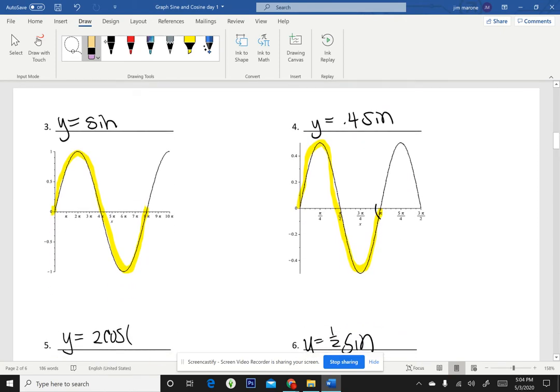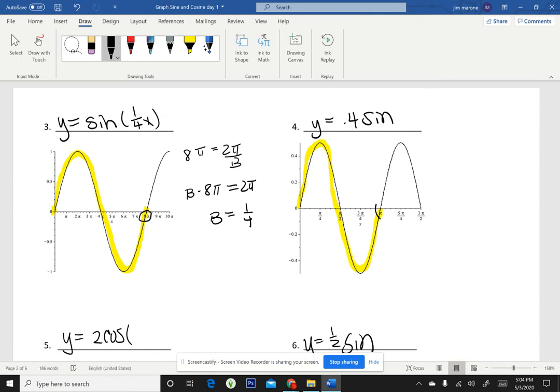And again, we know that the period is 2 pi over b. So this period here, it looks like 8 pi. So 8 pi is equal to 2 pi over b. We can multiply both sides by b, so b times 8 pi is equal to 2 pi. Divide both sides by 8 pi, and you get b is equal to 1/4. So we get sine of 1/4 x.